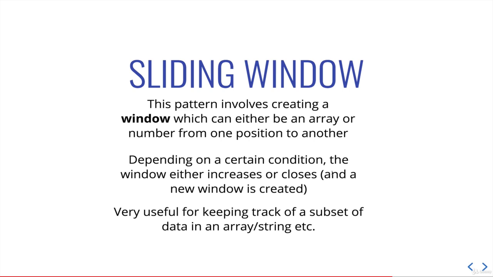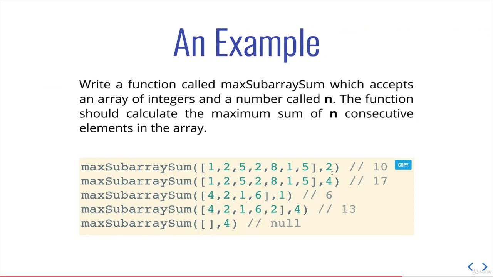But it's useful in these problems where we're keeping track of a subset of data in a larger set of data. So back to this problem. Write a function called max subarray sum, which accepts an array of integers and a number called n. So it doesn't have to be sorted, the array. This is just any integers in an array. And then we pass in a second number, as I already mentioned, and your function should calculate the maximum sum of n consecutive elements in that array. So whatever we pass in here, like I already showed you, 2 should return 10 because 8 and 2 is the largest sum of 2 consecutive numbers.